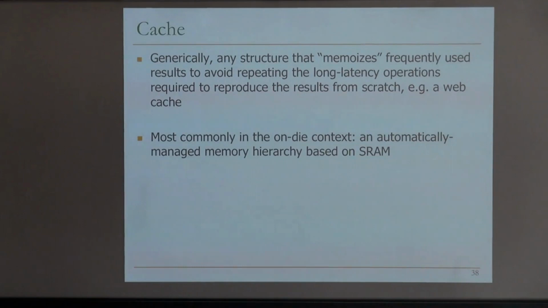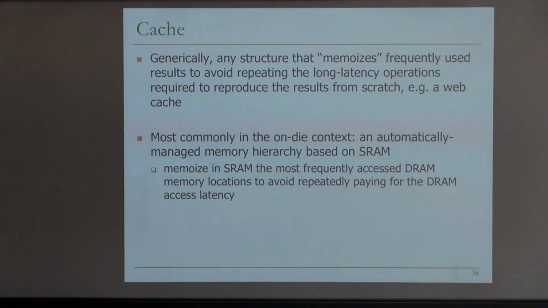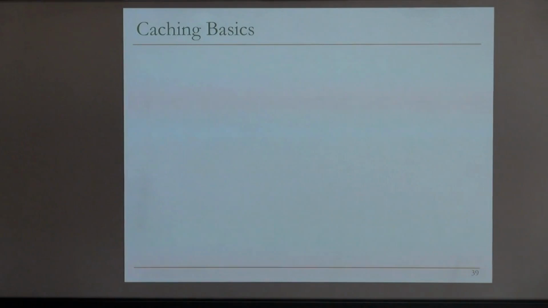We use it most commonly in the on-die context, at least in the hardware cache. It's an automatically managed memory hierarchy based on SRAM, right? But that's not necessarily true. We have DRAM caches today also, and we may talk about them when we talk about especially non-volatile memory. So basically, we want to memorize in SRAM the most frequently accessed DRAM memory locations to avoid repeatedly paying for the DRAM access latency. So there's some basics. I'm going to rush through them very quickly.